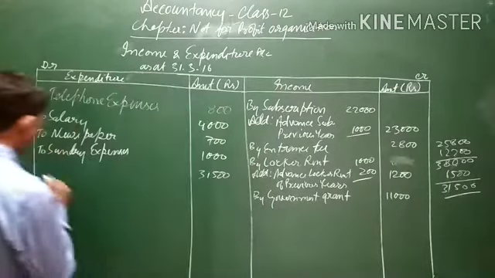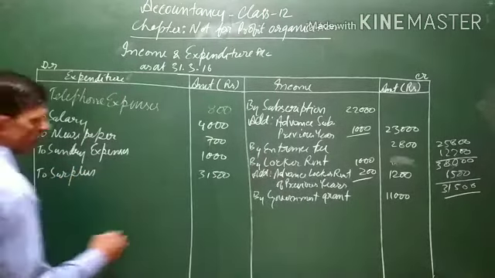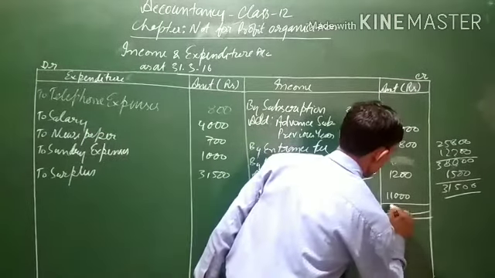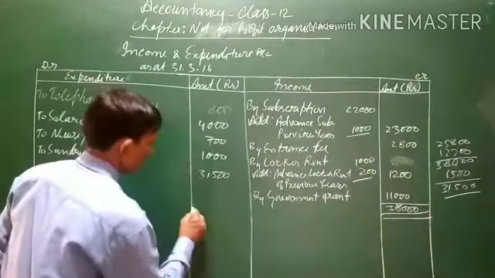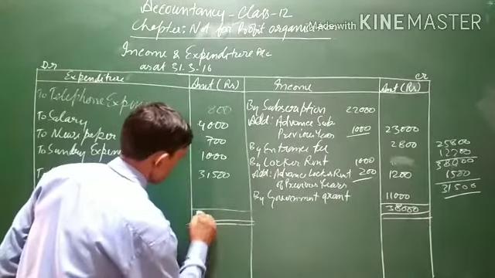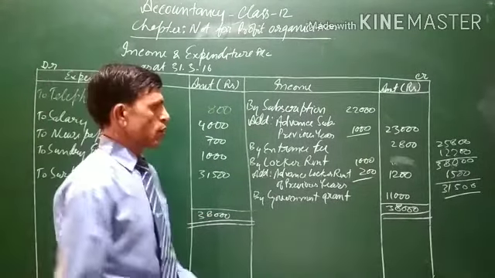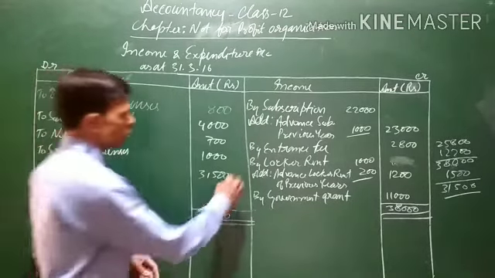This is the surplus. The amount will be the total of income and expenditure. It will come to 38,000. This side also 38,000. This is income and expenditure. 31,500 is the surplus.